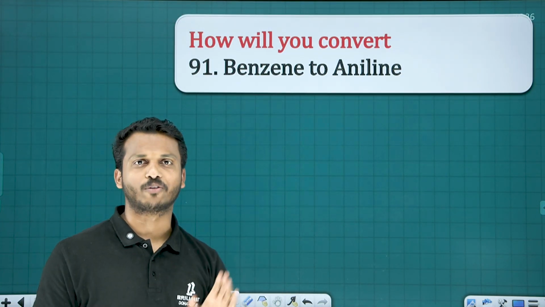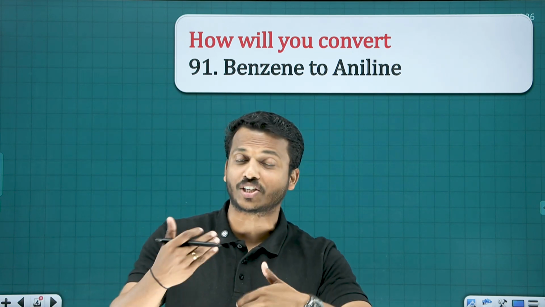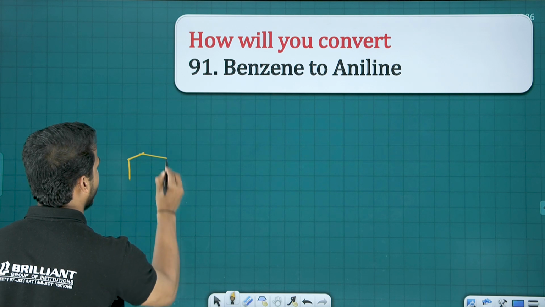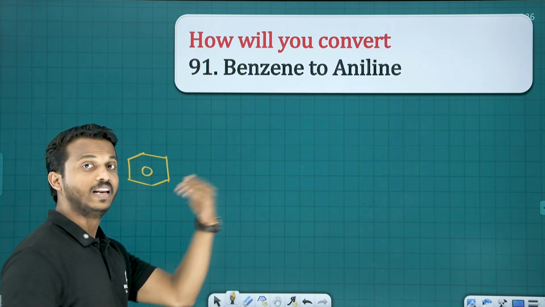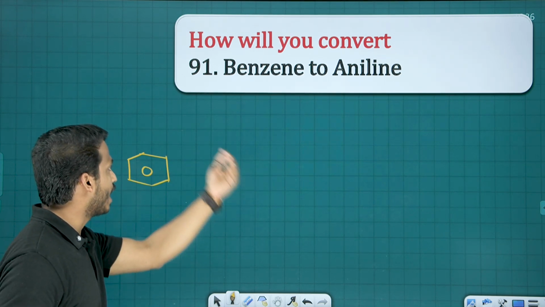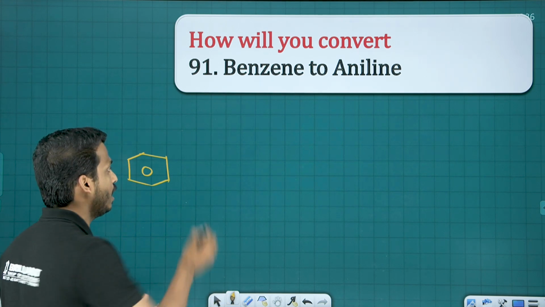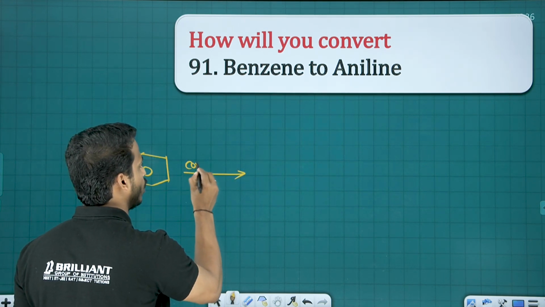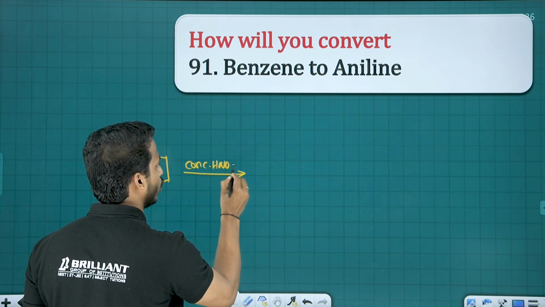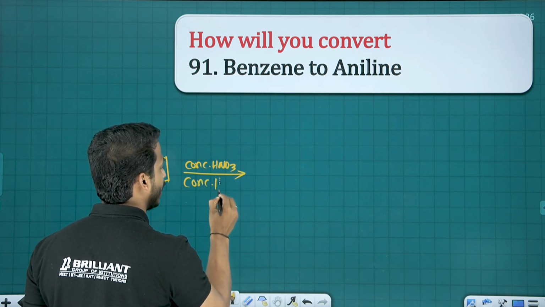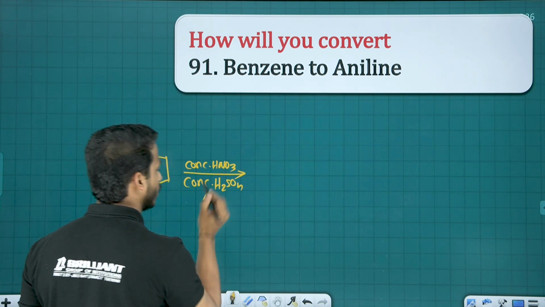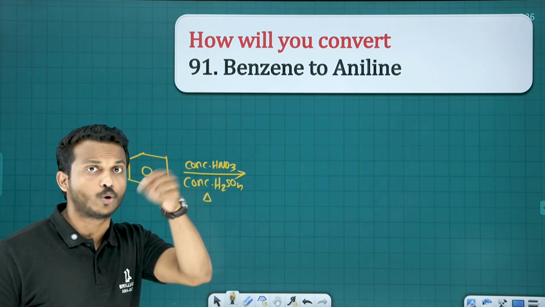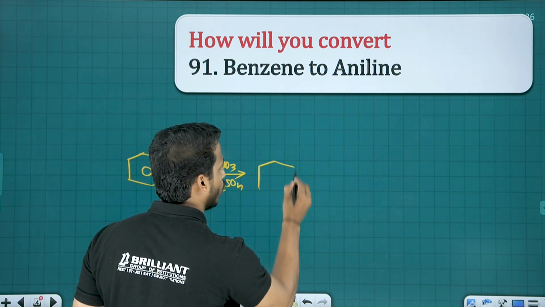Benzene to aniline, one of the NCERT questions when you're studying the preparation part. How to convert benzene to aniline? How can we bring one NH2 group on the benzene ring? Directly, it's not possible. First do nitration, let's bring a nitro group, using concentrated HNO3 and concentrated H2SO4 along with heat. So benzene on nitration, a nitro group comes to the benzene ring, and we get nitrobenzene.